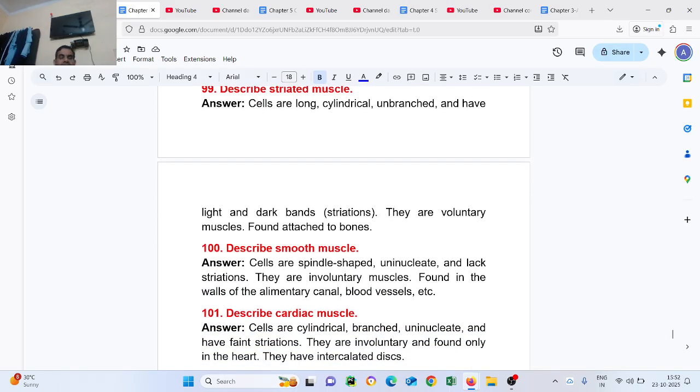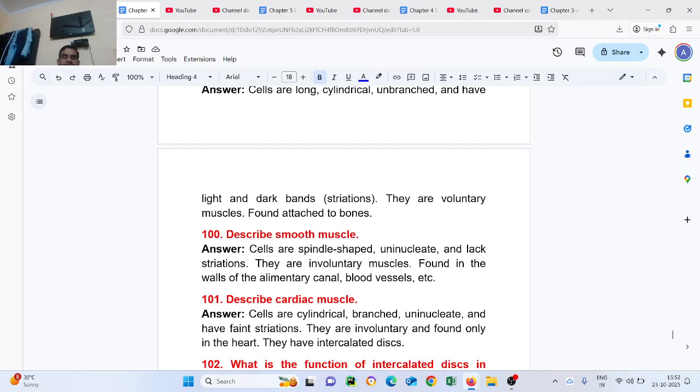Now question number 100. Describe smooth muscle. Cells are spindle-shaped, uninucleated, and lack striation. They are involuntary muscles found in the walls of the alimentary canal and blood vessels.